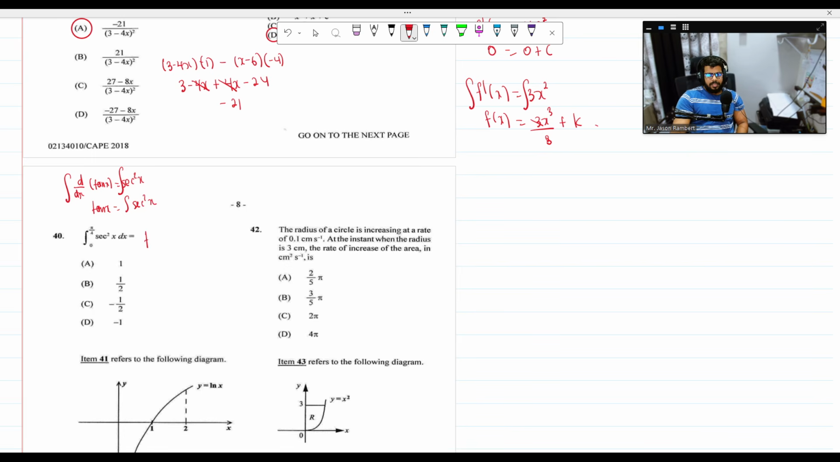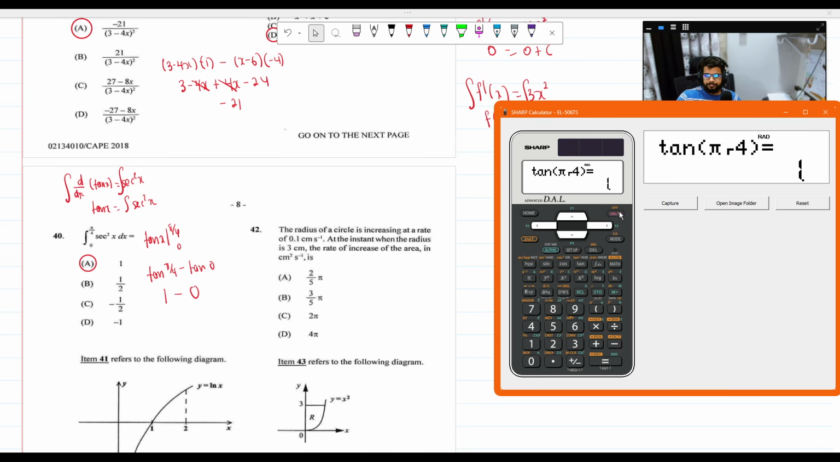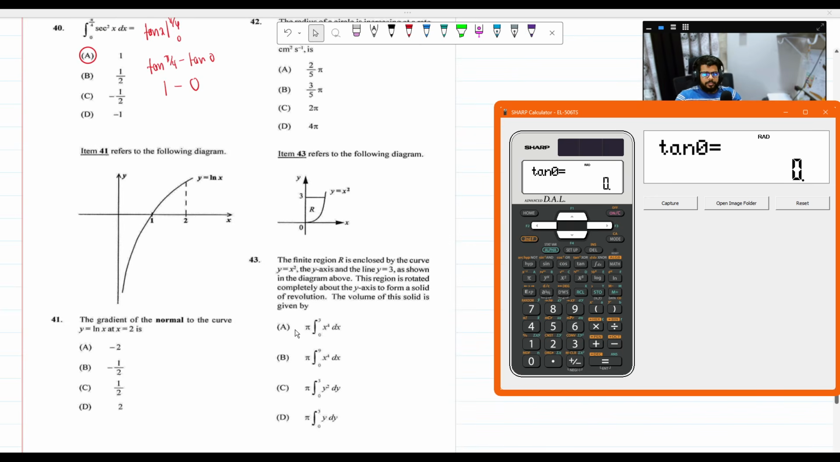So I'm going to get tan x between pi on 4 and 0, which is just tan of pi on 4, take away tan of 0. Tan of pi on 4 is 1. Tan of 0 is 0. The answer is A. Right, but I don't want to be too sure. I'm no hero. Tan of pi on 4, make sure your calculator is in radians. That is 1. Tan of 0 is 0. Now we're safe.